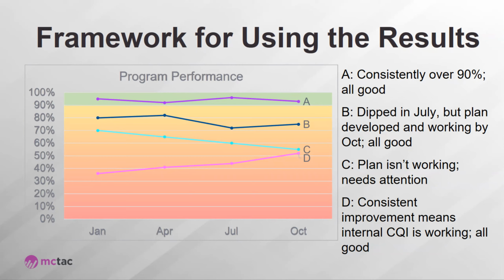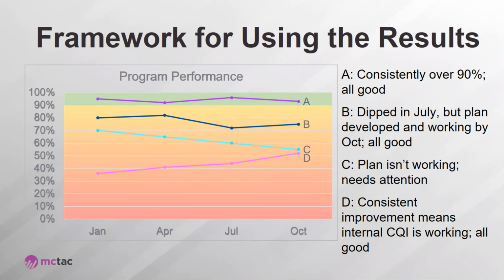Similarly, I'm just going to jump right down to D, that bottom one. It might be the lowest performing, but it's getting better every single quarter. Maybe they need more work. Their metric might be harder, but they're getting better every quarter. And that means to me that their continuous quality improvement processes, the internal ones, are working. So again, no real need to intervene.